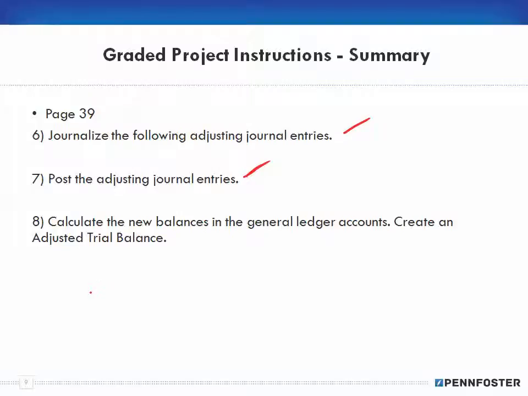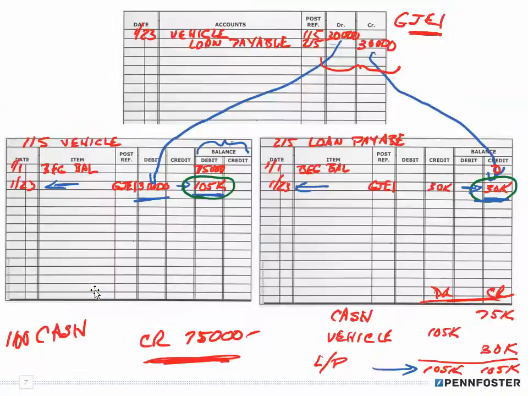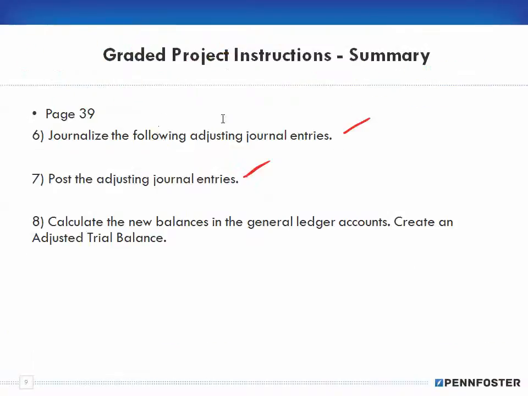In that previous slide, a couple of slides ago, you saw how I posted from the journal to the general ledger accounts. You're doing the exact same thing here when you're posting these adjusting journal entries, right? Number 8, you're going to calculate the new balances in the general ledger accounts. Every time you make a journal entry and it gets posted, the balance in that general ledger account changes.